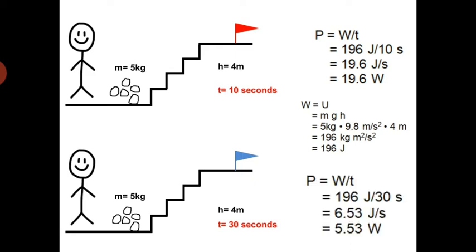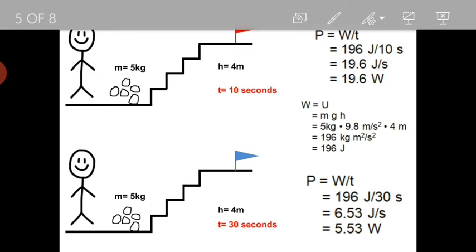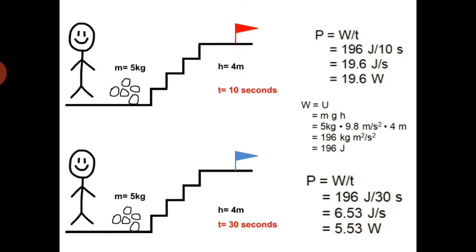For the second person, we have the same amount of work, that's 196 joules. Substitute the time, which is 30 seconds, and we get 6.53 joules per second, which is actually equal to 6.53 watts. Okay, now in conclusion, person 1, which is on top here, is more powerful than person 2 because it finishes the work in a lesser amount of time.